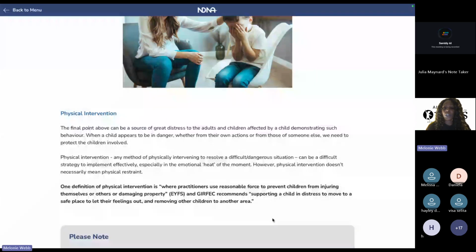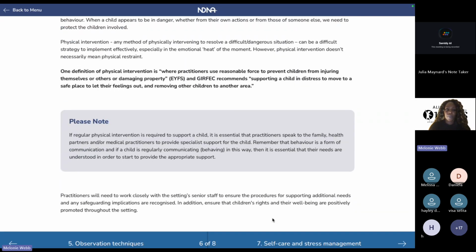Supporting a child in distress to move to a safe place to let their feelings out, and removing other children to another area. So if you've got a child who's on the carpet and they're kicking and screaming, and you need to move that child to keep everybody else safe, but also to provide them with a space to express their emotions, but safely, then do so with reasonable force.